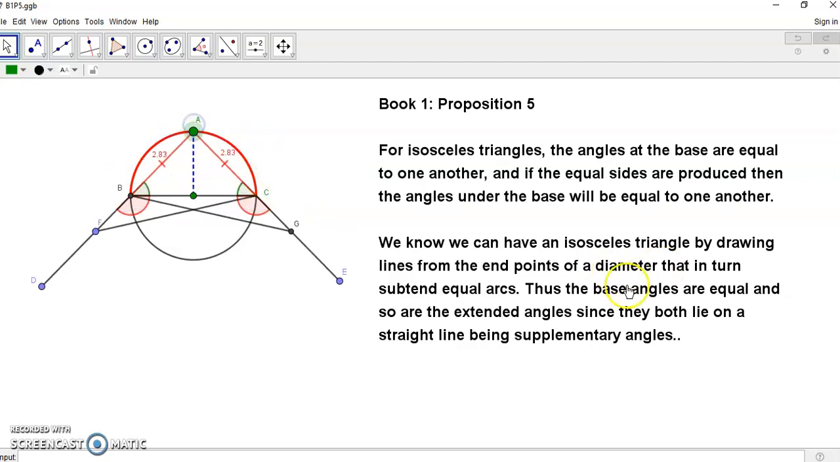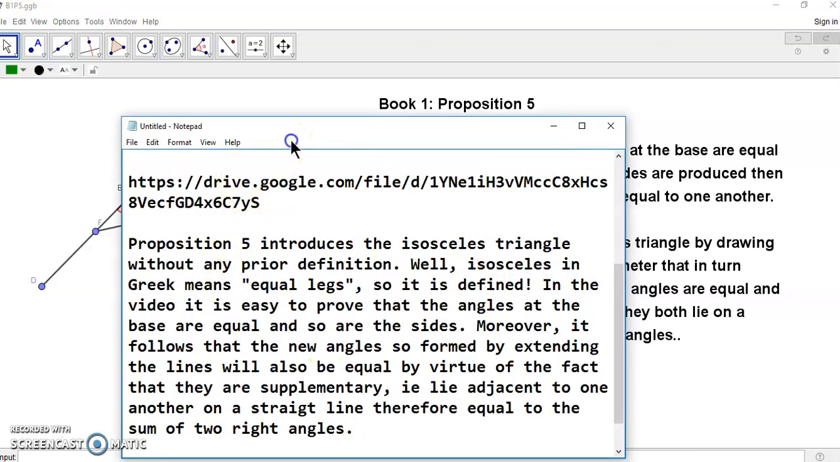Okay, so thus the base angles are equal, these green angles, and obviously the sides are equal because once again of the symmetry of the circle. If the arcs are the same, then the sides will also be the same. All right, so it's a pretty simple proof, and so if the base angles are extended, then again the base angles will be equal. Now I just want to make a few more points about that.